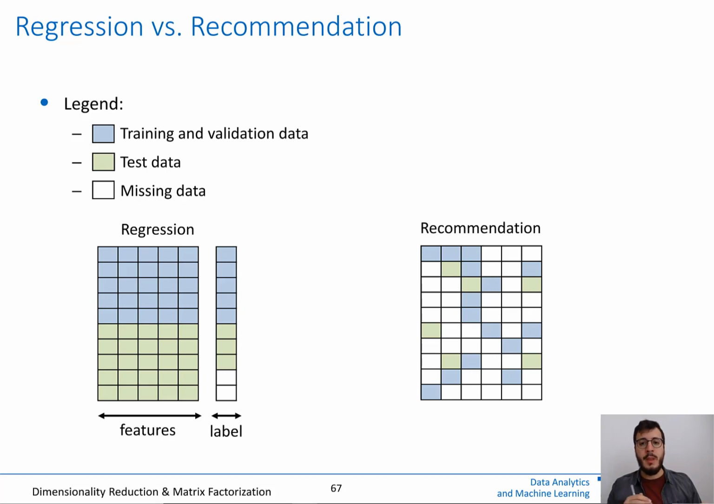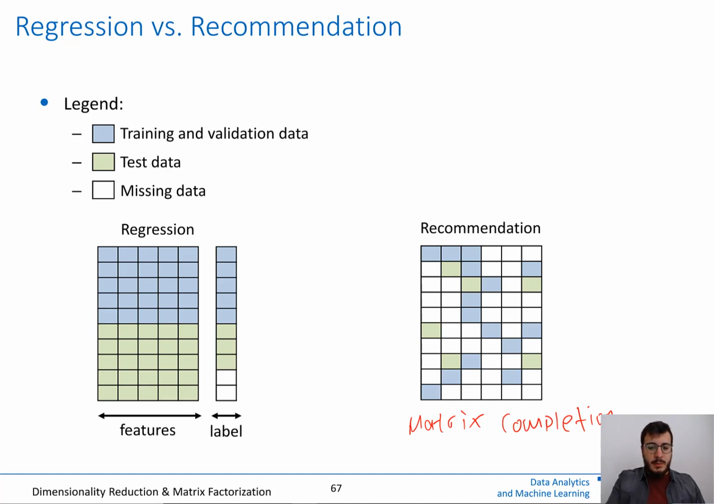And this is slightly different in the recommendation task, where now the training and test data is scattered all over this matrix. And instead of trying to predict a single label, we're trying to predict the rating that the user is going to give to all of the other movies that the user has not seen yet. So this task is also sometimes called a matrix completion task, because in some sense, what we're trying to do is find the best way to complete all of these missing entries in our matrix.